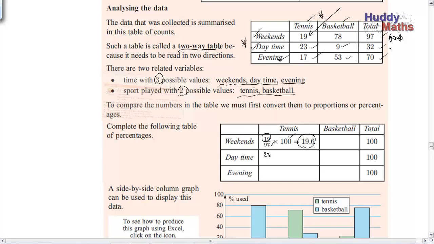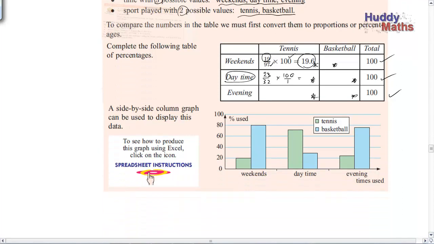23 out of 32 times 100 over 1 would be the people wanting to use it in the daytime for tennis. So these 2 numbers here must add up to 100% for the weekend people. These 2 here must add up to 100%. These 2 here. So you're changing them all to percentages, and then you could draw this column graph down here.